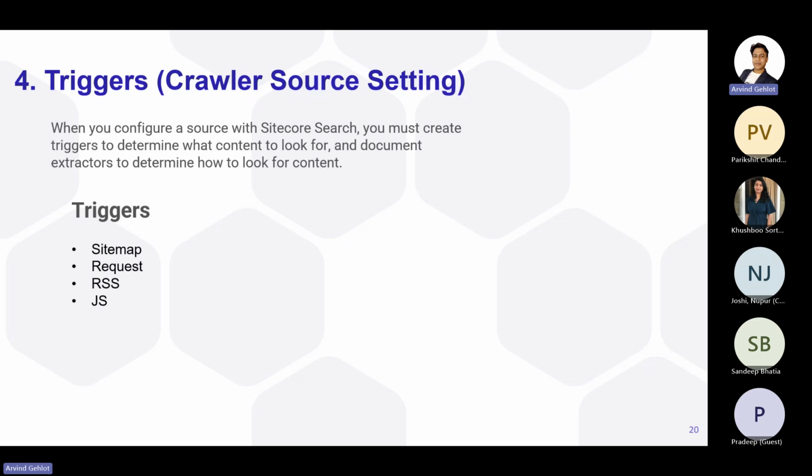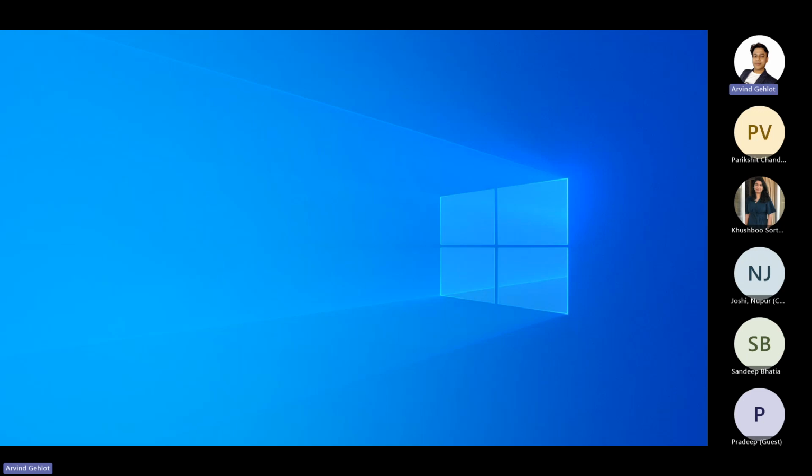A trigger is basically a starting point Sitecore search uses to look for the content and index, and that can be a sitemap, JavaScript functions, or an RSS feed. We'll go into that in the demo itself. So the next thing is the trigger configuration. So let's move on to the trigger section.